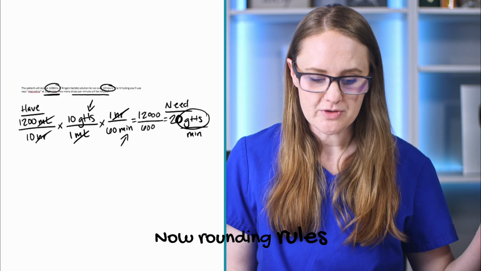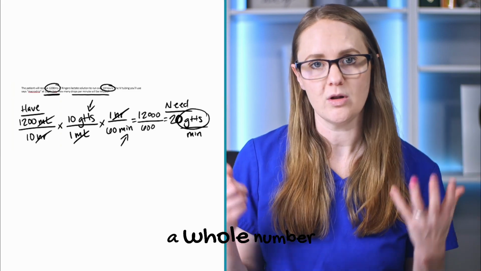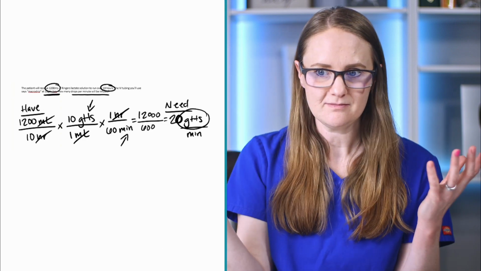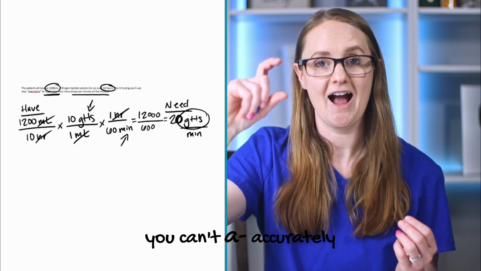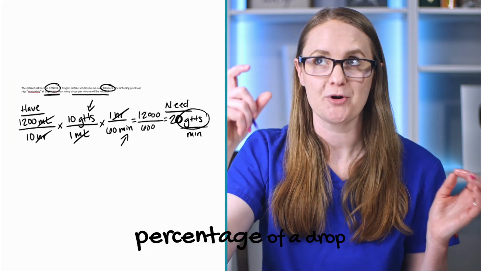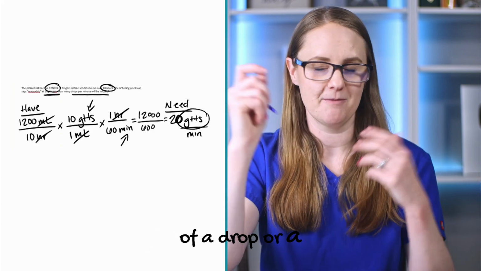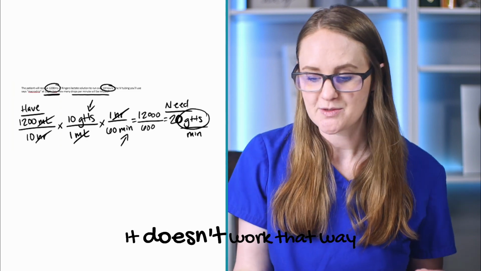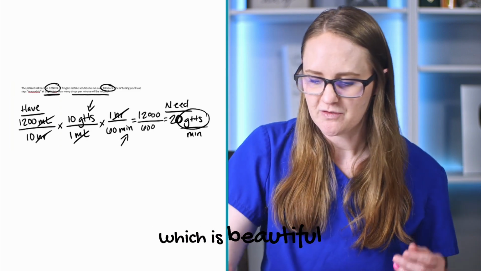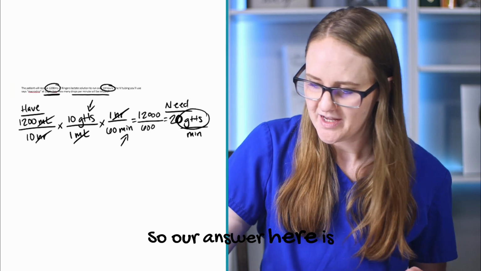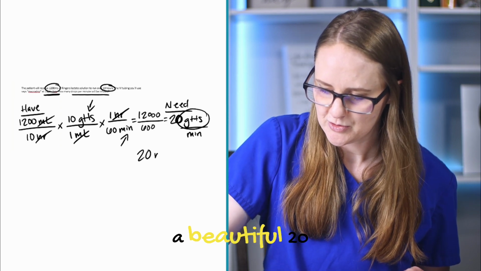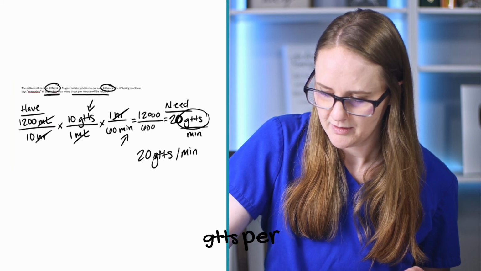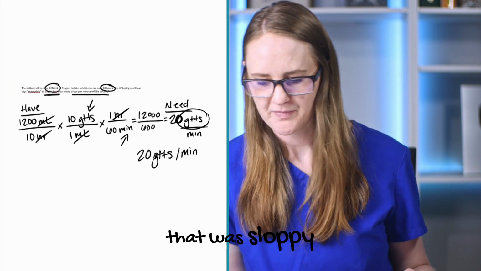Okay, now rounding rules, we don't have to round here because it's a whole number, which is beautiful. Like with the drip chambers, you can't accurately calculate a percentage of a drop, or a tenth of a drop, or 0.6 of a drop. It doesn't work that way. So this is a whole number, which is beautiful. So our answer here is a beautiful 20 GTTS per minute. Ooh, Christina, that was sloppy, but that's okay.